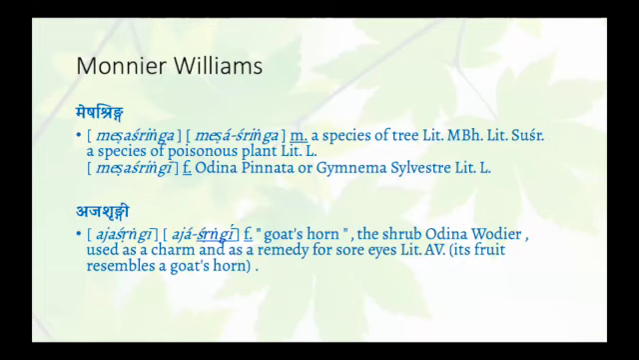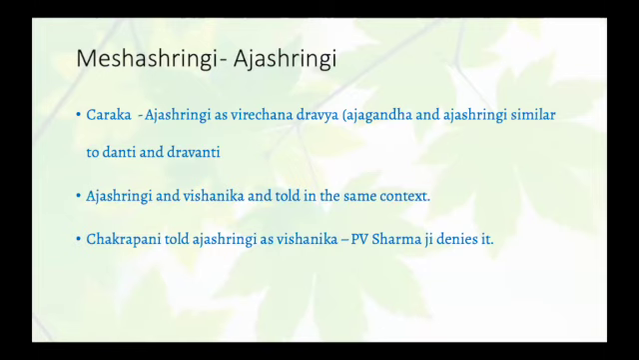Then if you see the Monier-Williams dictionary also, there are a few references of Meshashringi, which is equated with Gymnema sylvestre, and Ajashringi, which here is equated with Odina Odier, which is Lannea coromandelica nowadays, but it doesn't find much importance, from what I see.